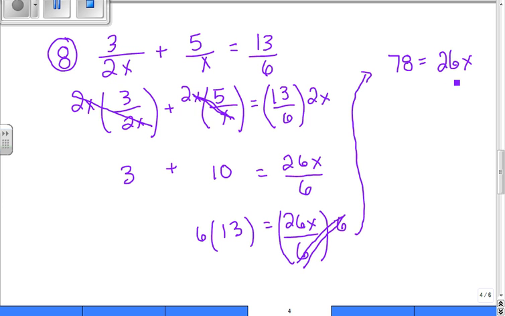Now that 26 is multiplied by our x, so to undo multiplication, we're going to divide both sides by 26. 78 divided by 26 is 3. So x equals 3.